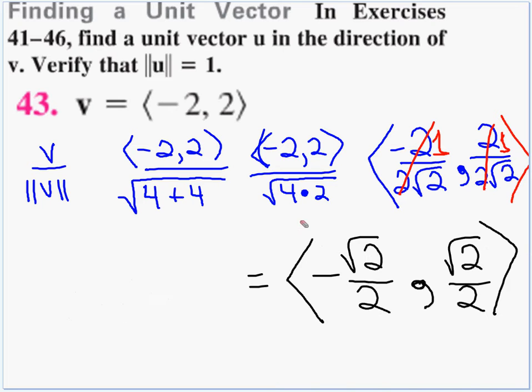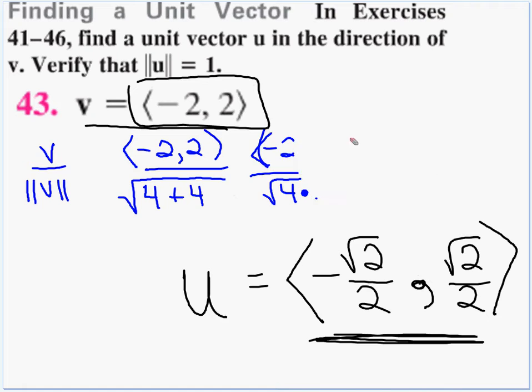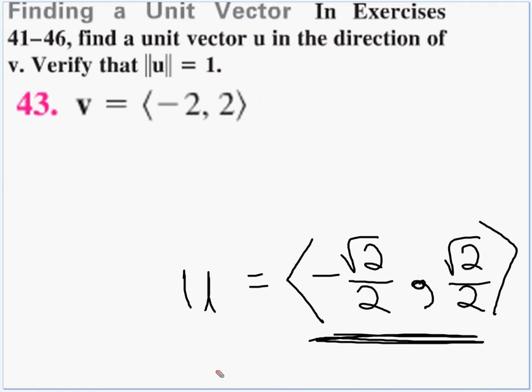So this is the unit vector u. It is in the same direction as the given vector. It would have the same slope, but this vector has one length. This unit vector has the length of 1. And they did ask us to verify that. So here's our unit vector.